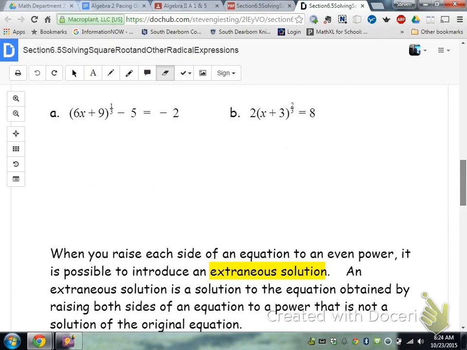Again, we have to clear everything out that's not being taken to the 2/3 power. Which one would you do first? On B, would you take the 2? We have to get rid of everything that's not being taken to the 2/3 power. So what's not being taken to the 2/3 power? And how do we get rid of that too? Divide it. Yes. Remember that a number outside parentheses means it's multiplied, so we're going to divide both sides by 2.